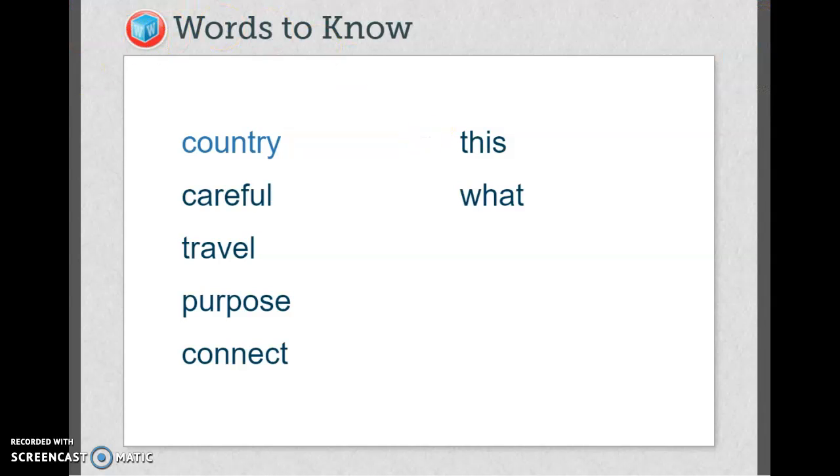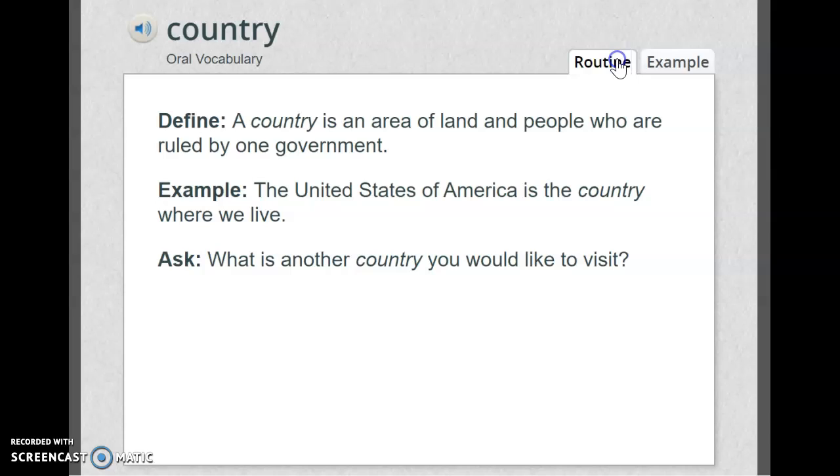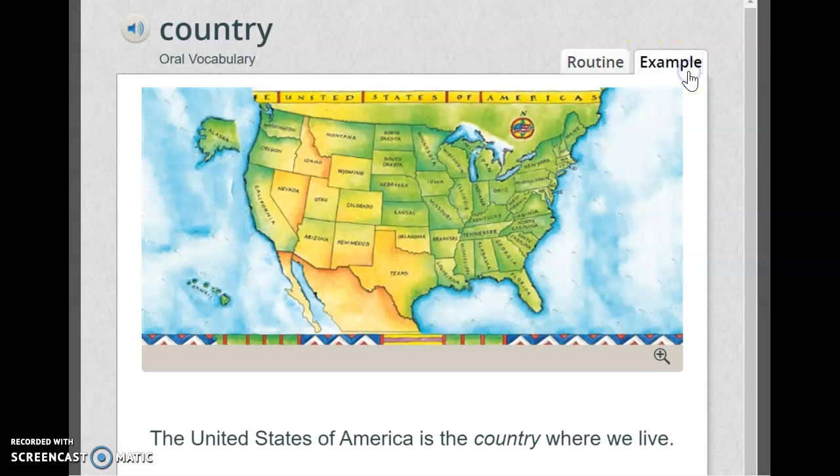Okay. Lastly, I want to talk to you guys about some words to know for this week. So our first word is going to be the word country. So a country is an area of land and people who are ruled by one government. So for example, the United States of America is the country where we live in. So I want you guys to think, where is one country you would like to visit someday?